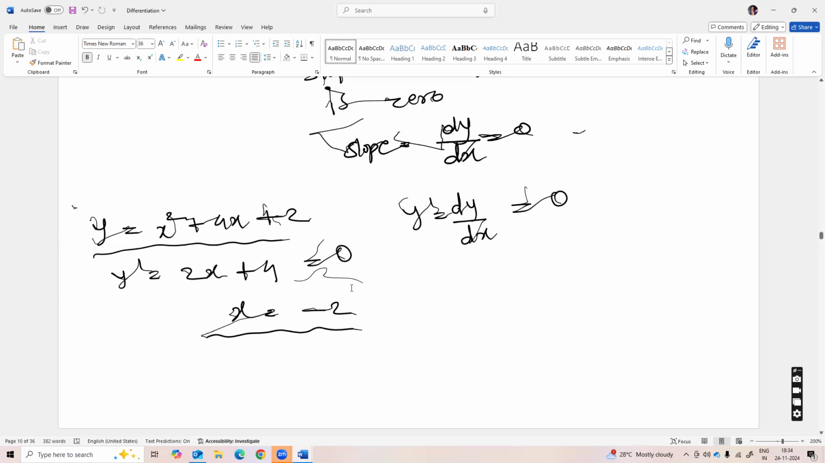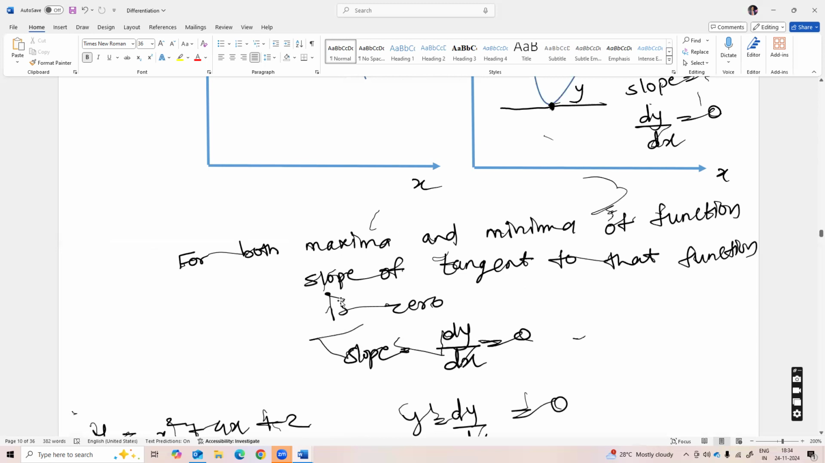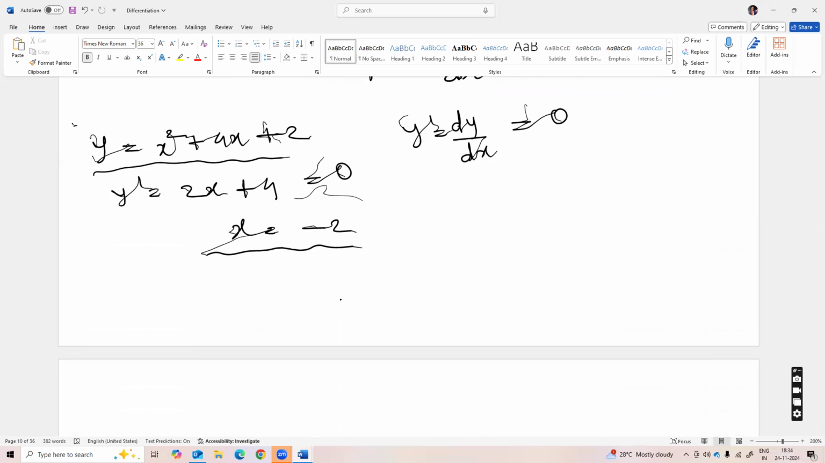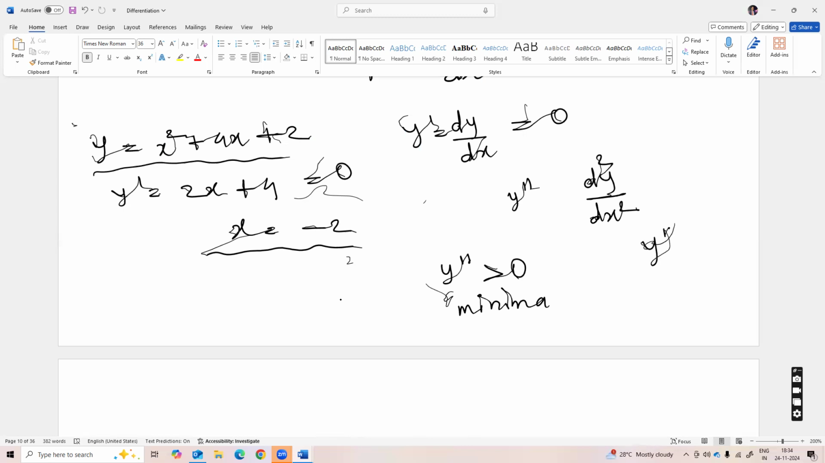Now, to find out whether it is exactly a maxima or minima, we take its double derivative. So we will find y double dash or d2y by dx square. If the double derivative y double dash is greater than 0, then this is a point of minima. Or if y double dash is negative or less than 0, then this is a point of maxima.